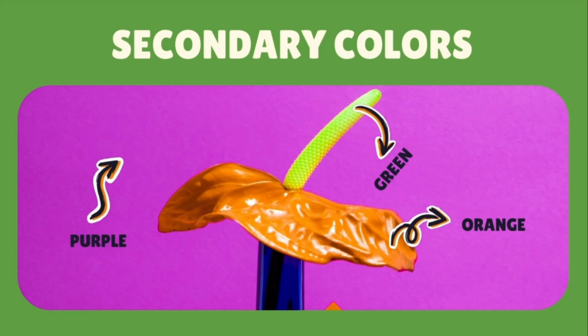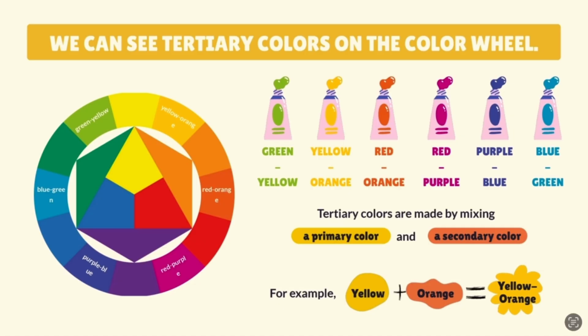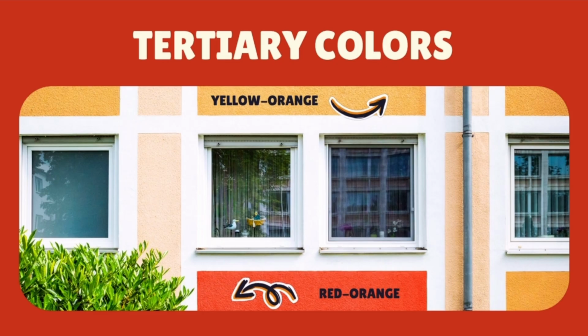And now here are our secondary colors. We can see some tertiary colors on the color wheel, like yellow-green, yellow-orange, red-orange, red-purple, red-violet, blue-purple, blue-violet, and blue-green. These colors are made by mixing primaries and secondaries. For example, yellow and orange make yellow-orange. You can see the tertiary colors on the color wheel too. And here are our tertiary colors.